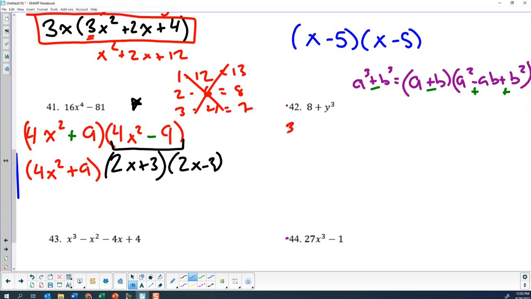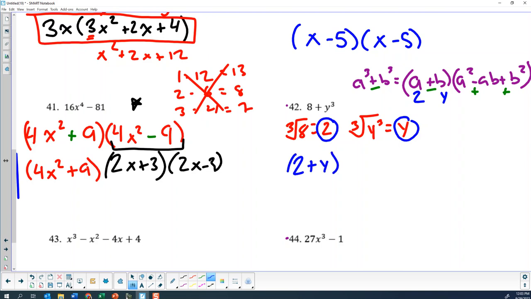So the cube root of 8 is 2. The cube root of y cubed is y. So the numbers we're plugging in are 2 and y. So this is going to be 2 plus y, times 2 squared minus 2 times y plus y squared. And then you should square what you can. So you should do 2 squared is 4.